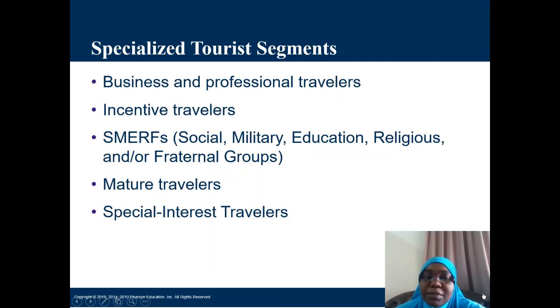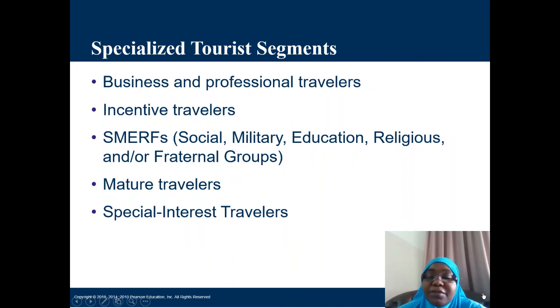Moving on from the segmentation process, now we want to talk about the specialized tourist segments. There are tourist segments that are specialized. The first is business and professional travelers. They are traveling for business or any professional related activities.